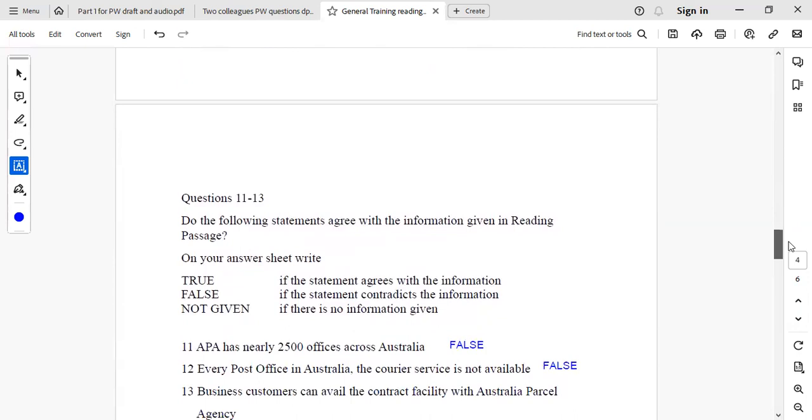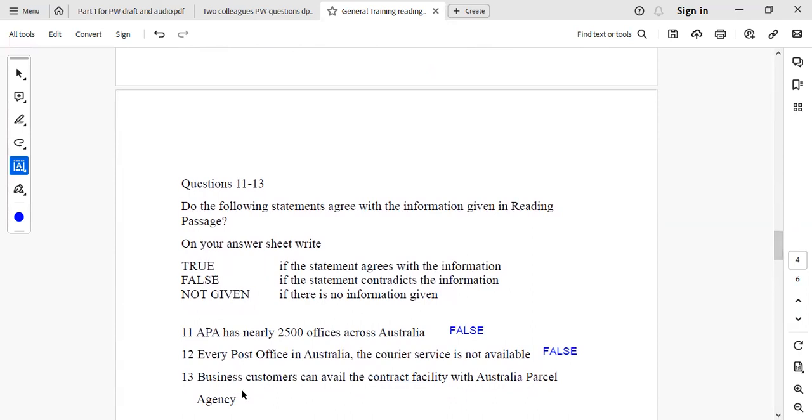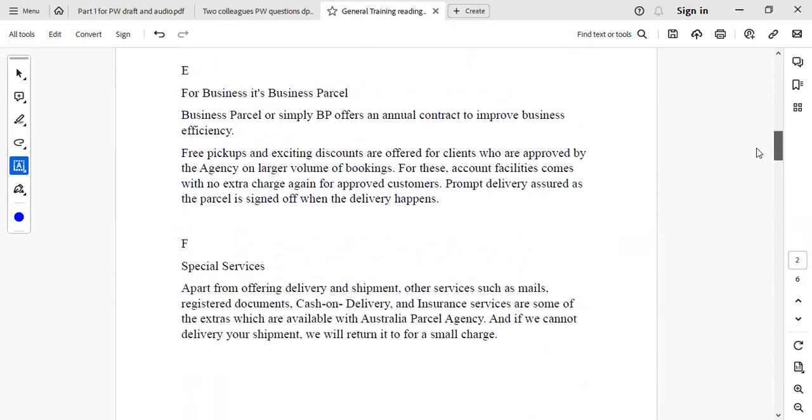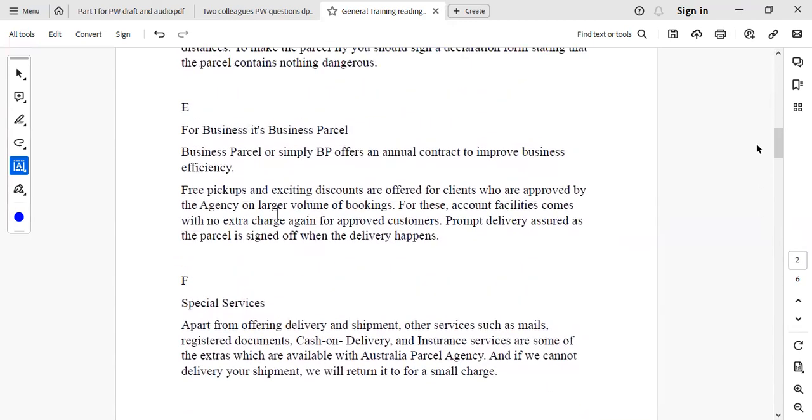Business customers can avail the contract facility with Australia Parcel Agency. Yes, it does talk about it. True. It's saying the same thing. So it's E. Where is it? Or simply BP offers annual contract. It offers, so you can avail the service, yes.